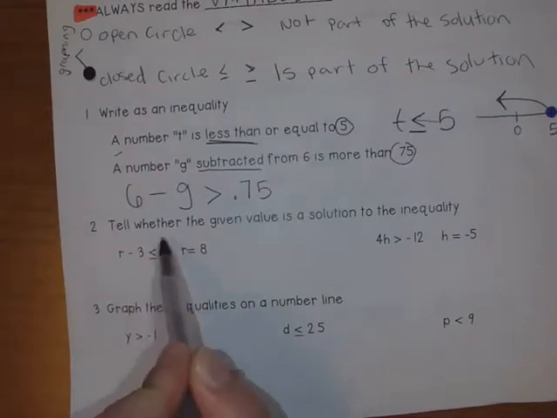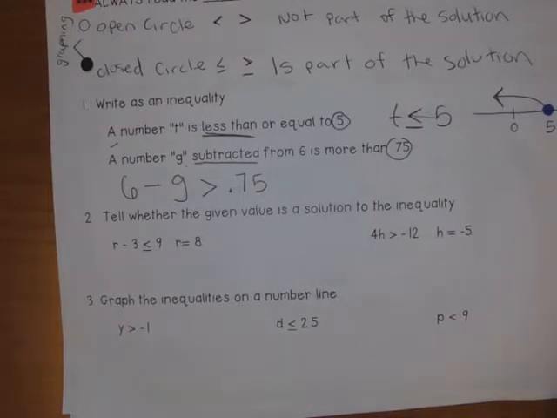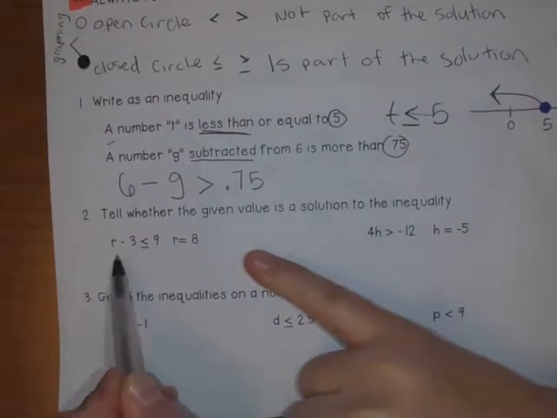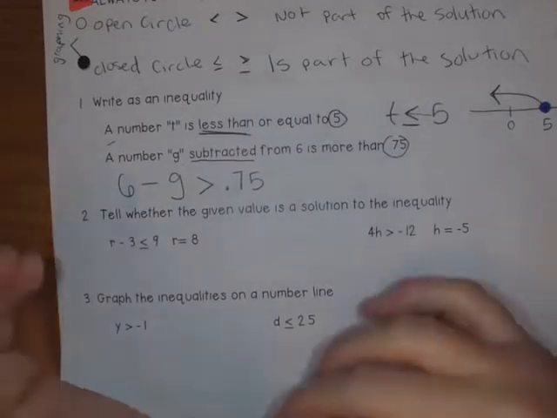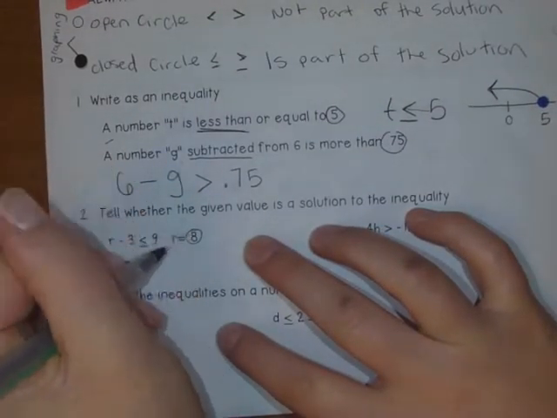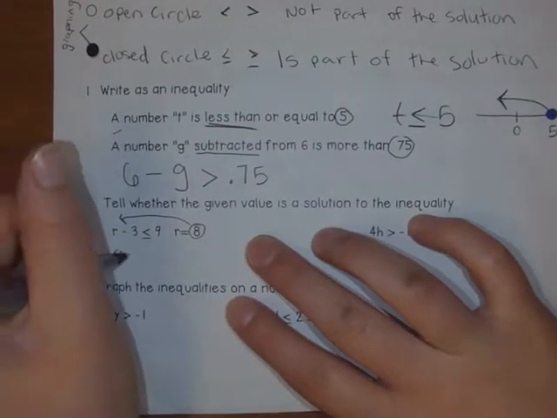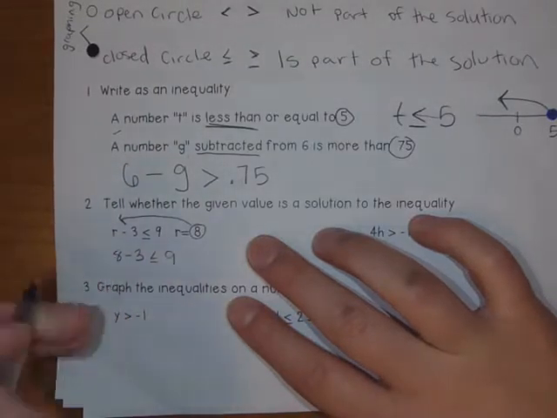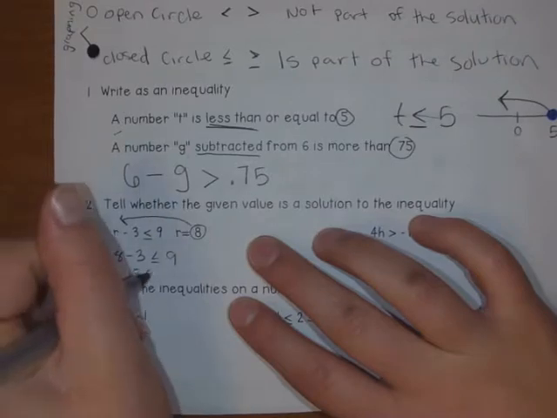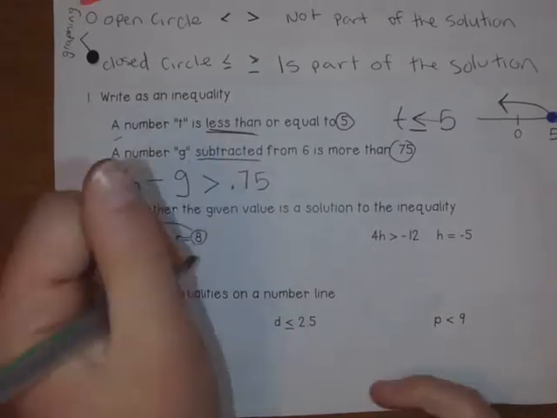Number 2. Tell whether the given value is a solution to the inequality. So you have to know, is this a solution? Okay, so this is like when we check our solutions on equations, we're doing the same thing. So r equals 8. So you're going to plug that in for r. 8 minus 3. 8 minus 3 is 5. Is 5 less than or equal to 9? Yes.